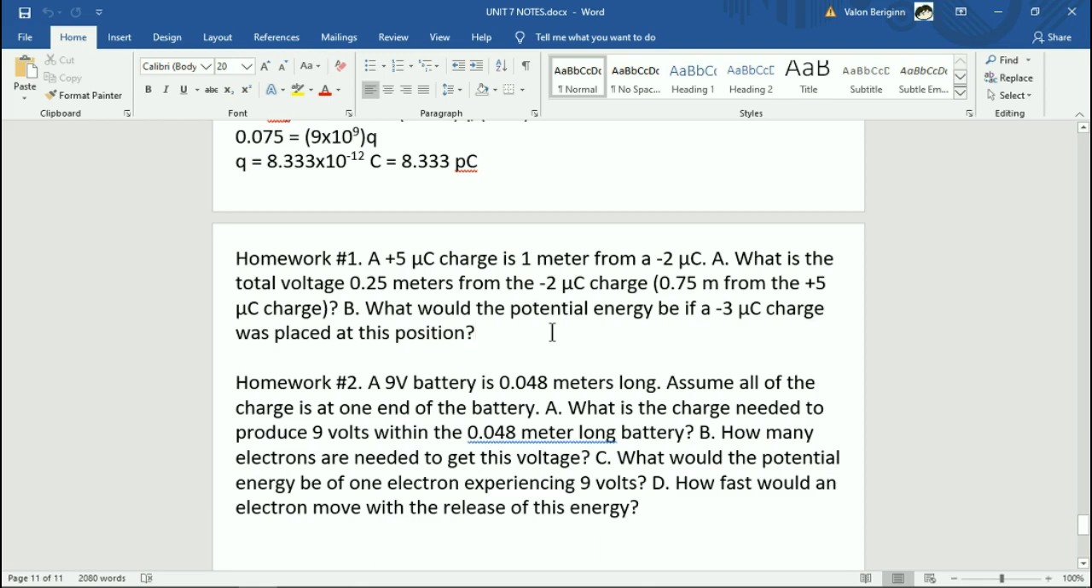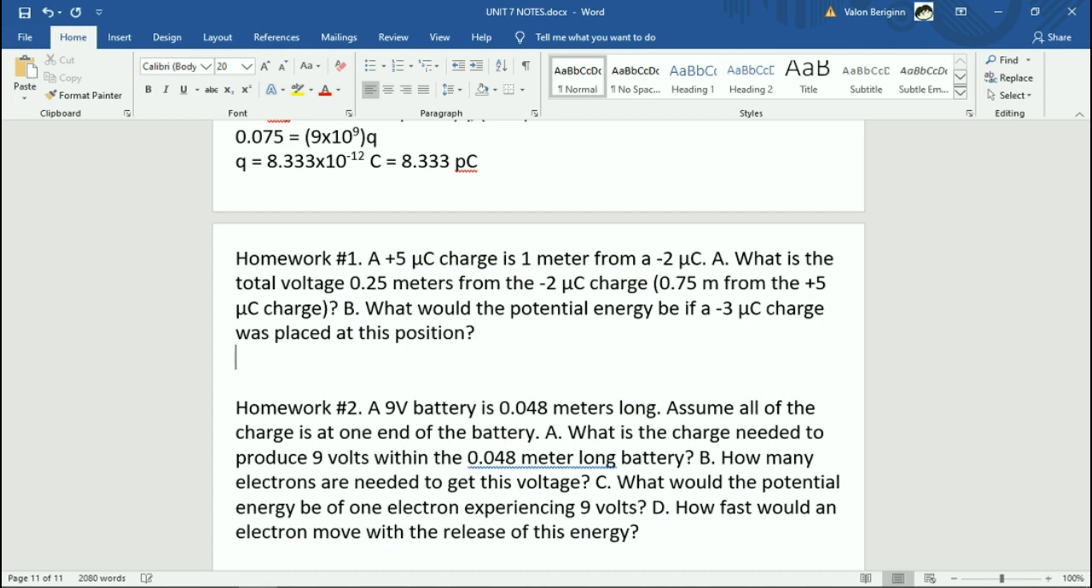All right, so time to go over yesterday's homework on voltage and potential energy, electrical potential energy. So, first question, what do we have? We have a plus 5 microcoulomb charge 1 meter from a minus 2 microcoulomb charge. What is the total voltage? 0.25 meters from the minus 2 microcoulomb charge, or 0.75 meters from the plus 5 microcoulomb charge.